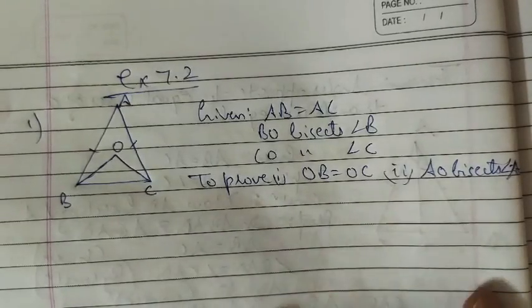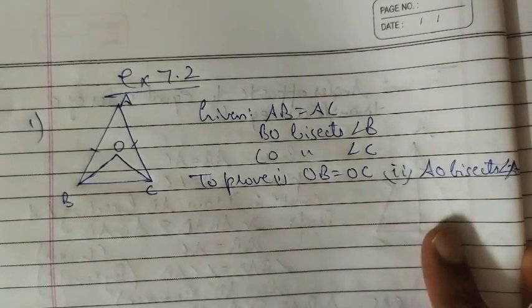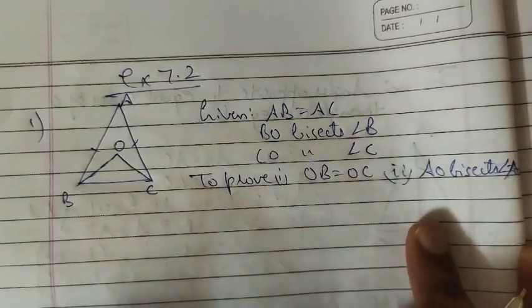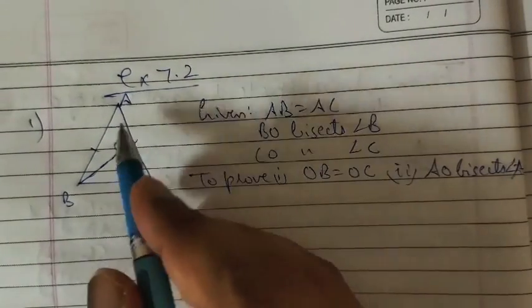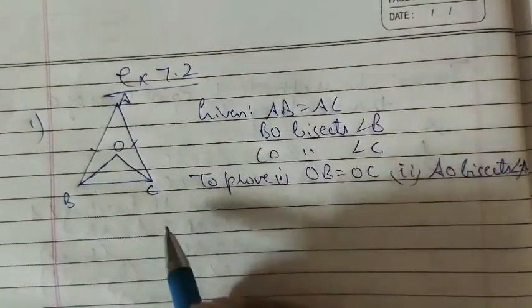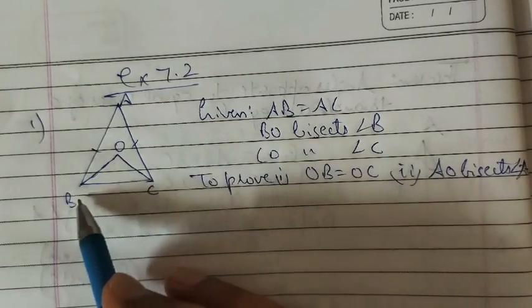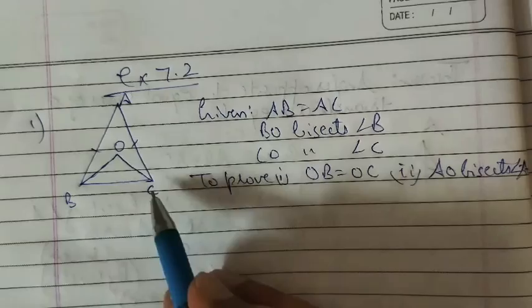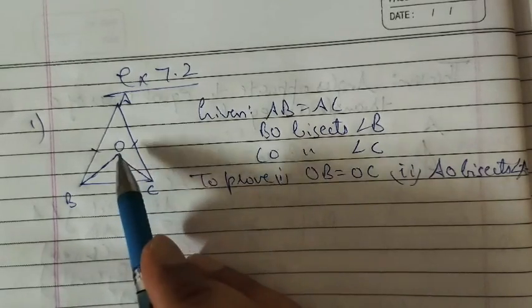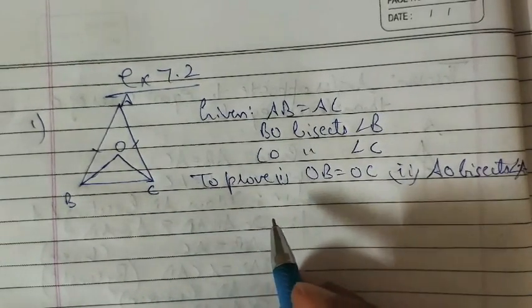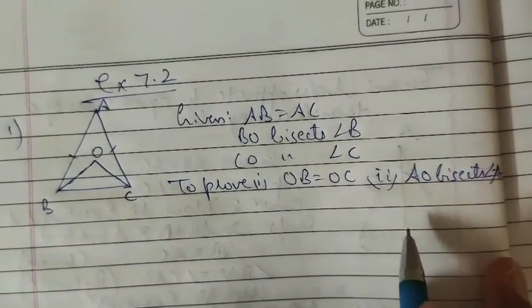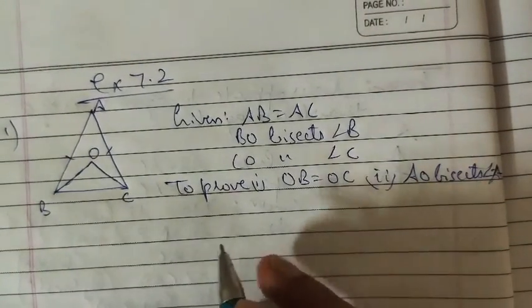Now let us start exercise 7.2. Now this is question number one. Now it is given that ABC is a triangle in which AB is equal to AC. So we have drawn a triangle ABC, AB is equal to AC. Now bisectors of angle B and angle C meet at O. So bisector of angle B, BO, bisector of angle C, CO, meet at O. To prove OB is equal to OC and AO bisects angle A, this we have to prove.